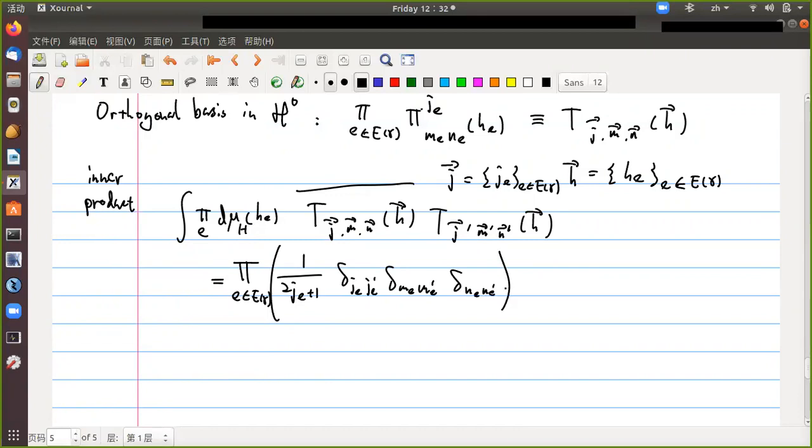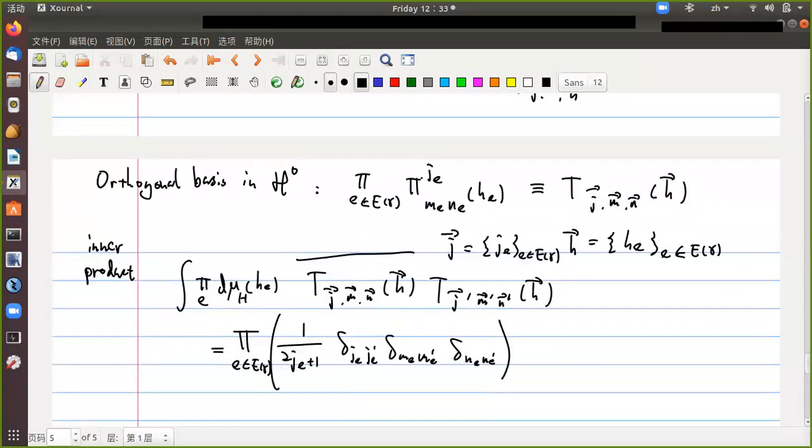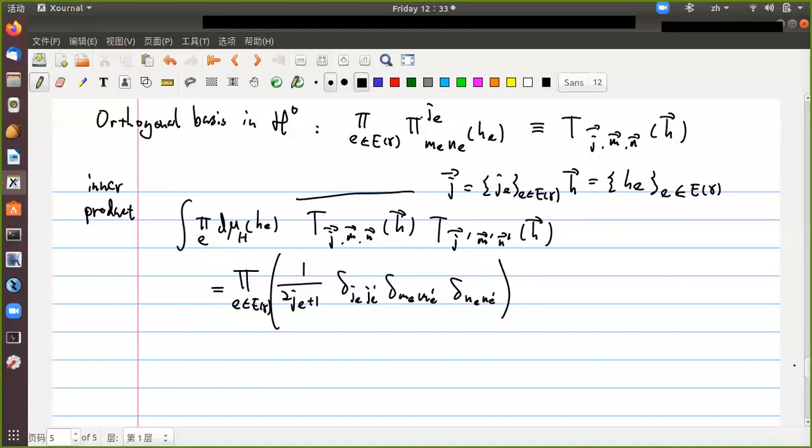Okay, it means that they are bases, right? They are orthogonal bases. So if the indices are completely the same, it equals a constant, and if they are not the same, it equals 0, and the inner product equals 0. Okay, so this is the basis of the entire Hilbert space.